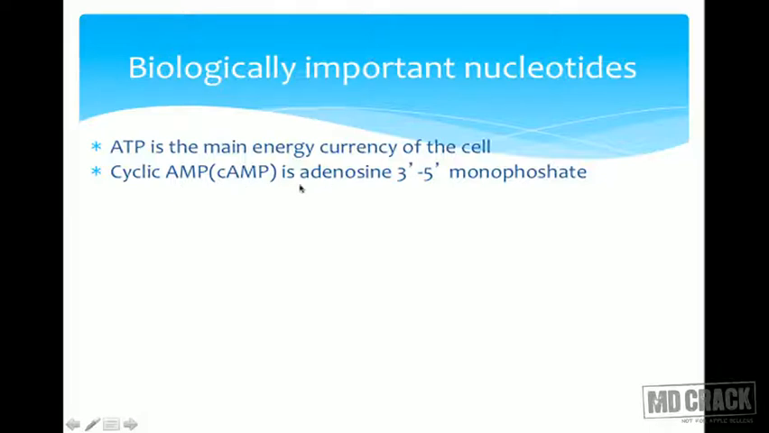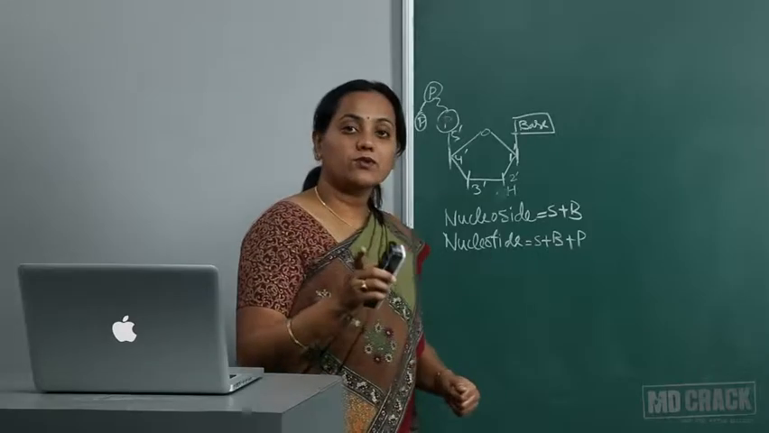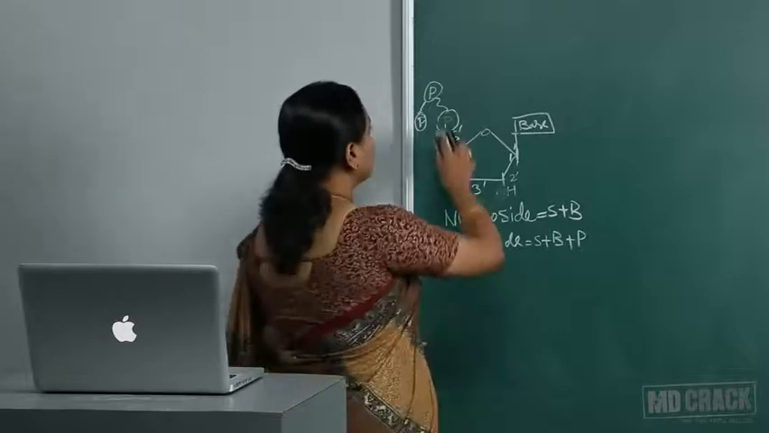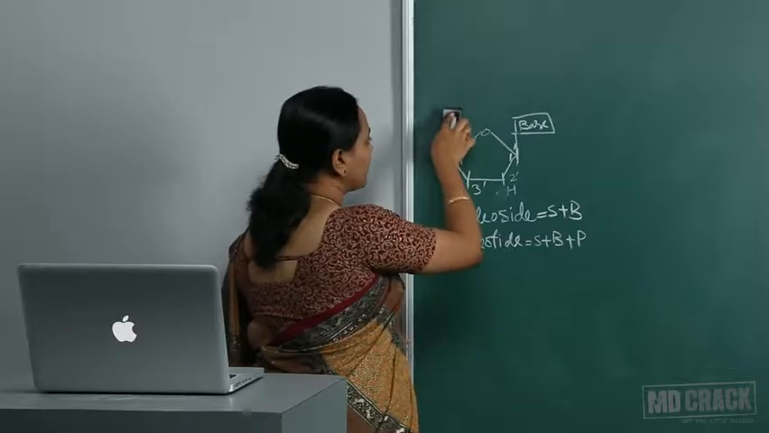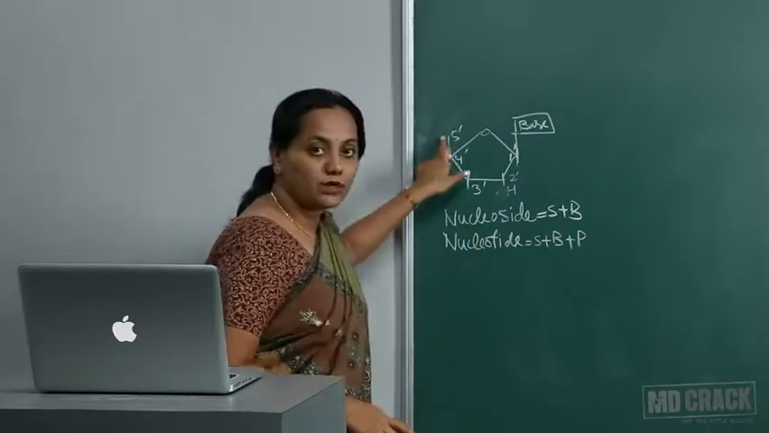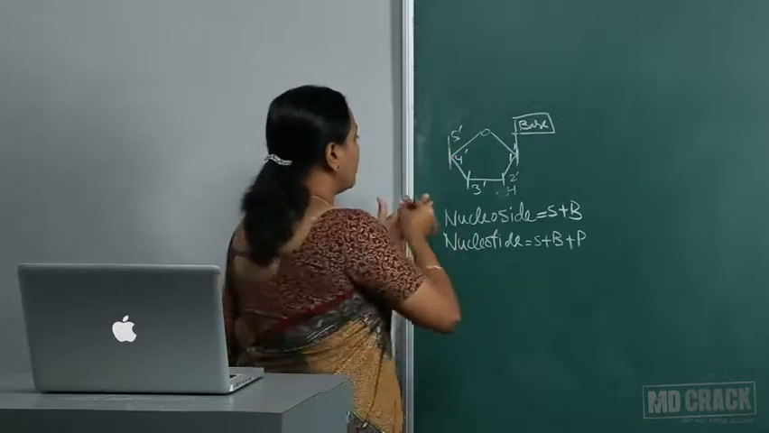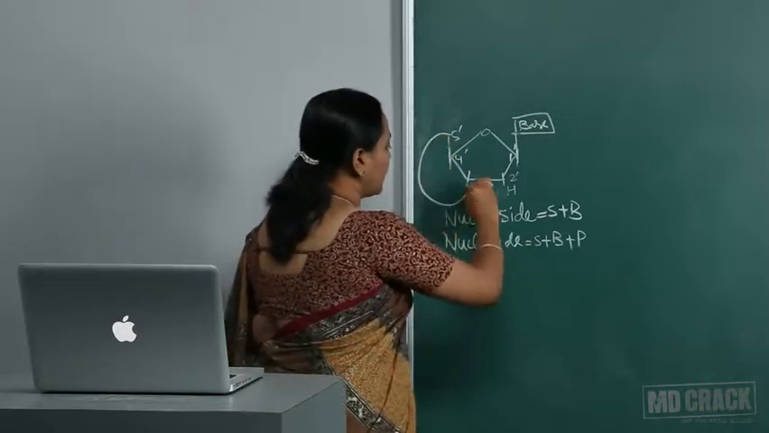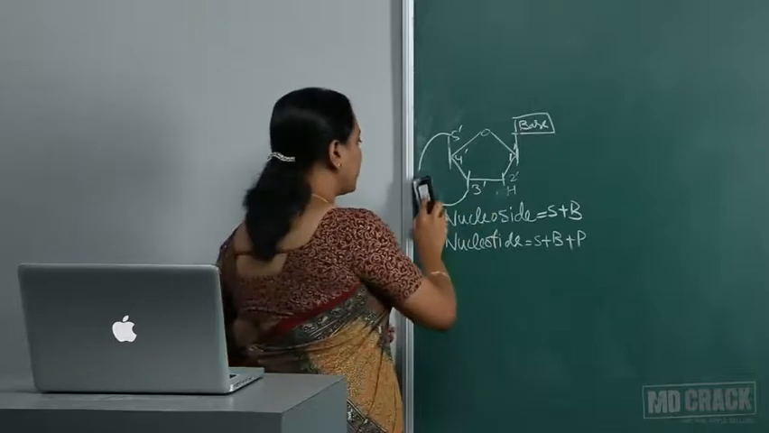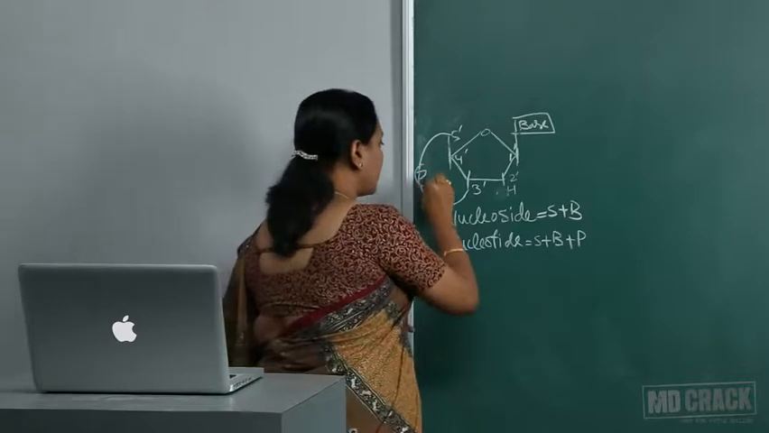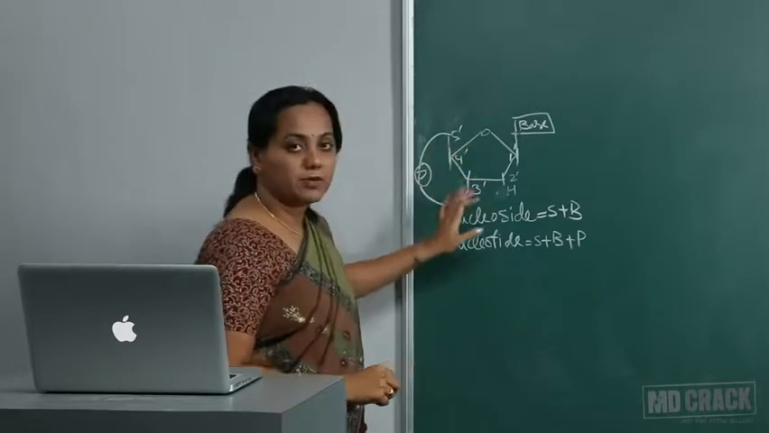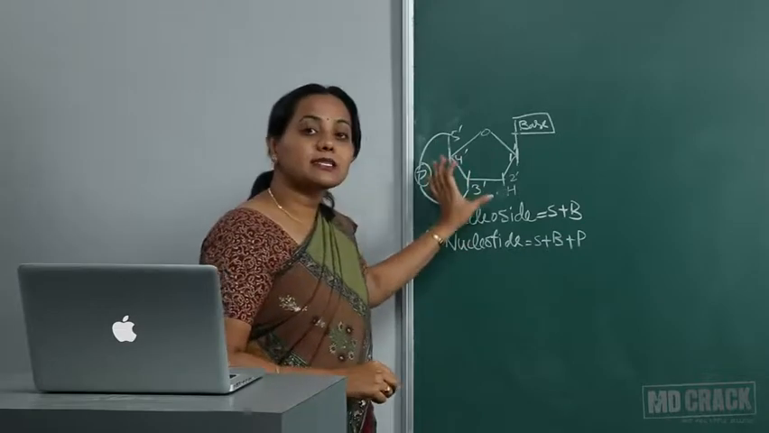Now one more important nucleotide is cyclic AMP. Cyclic AMP is AMP, meaning it contains phosphate, it is a nucleotide. What is the difference between cyclic AMP and ATP? The phosphate group, instead of connecting only to the 5' group, will form a link between the 3' and the 5'. So if a phosphate group is at the 3' and 5' and forms a connection between the 5' and the 3', we call it cyclic.